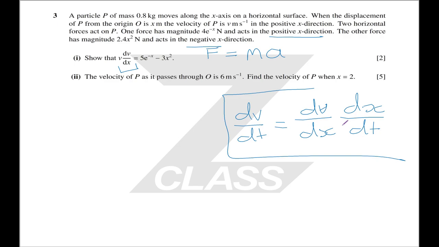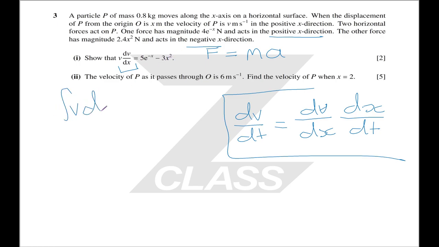The velocity of P as it passes through O is 6 meters per second. Find the velocity of P when x equals 2. Fair enough. So now we are solving a differential equation. Okay? So we want to separate the variables. And in this case, this is nice and easy. This side is all x's, so we just bring our dx up and we integrate.